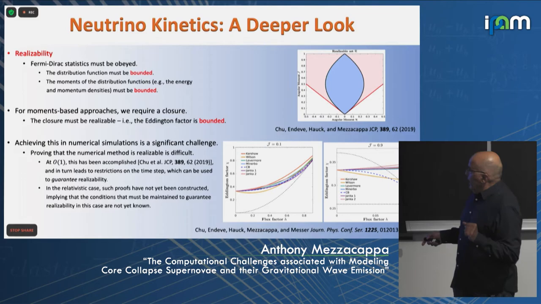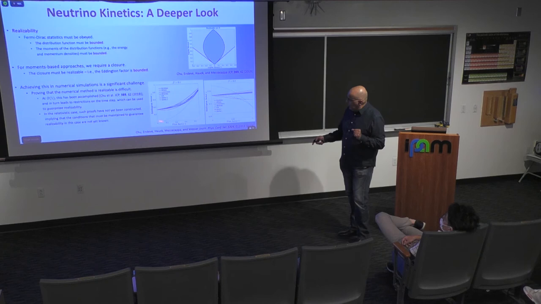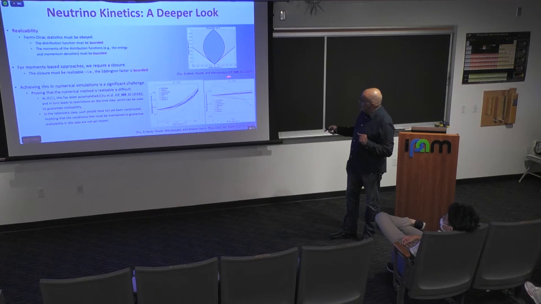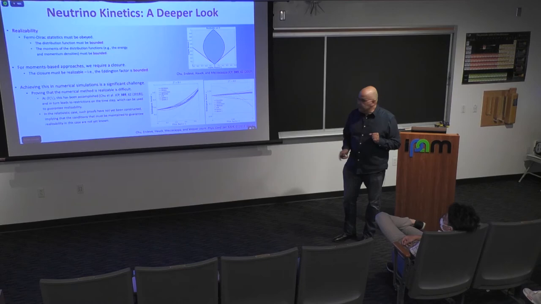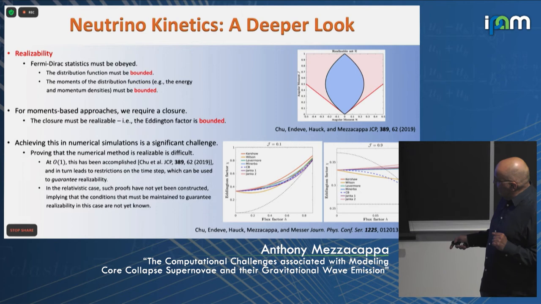The Eddington factor is also bounded. Here's the Eddington factor plotted against the flux factor. This is low occupancy and this is high occupancy. And these are all the closures that have been used in the supernova models. Minerbo is the most popular one, the blue one. At low occupancy, this is the boundary of the realizable domain. Everything above is fine. Everything below is not fine.